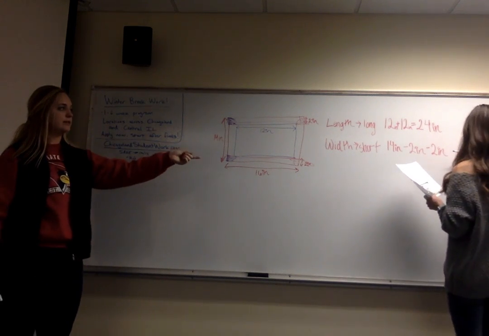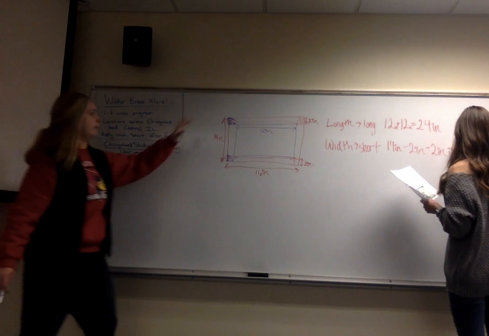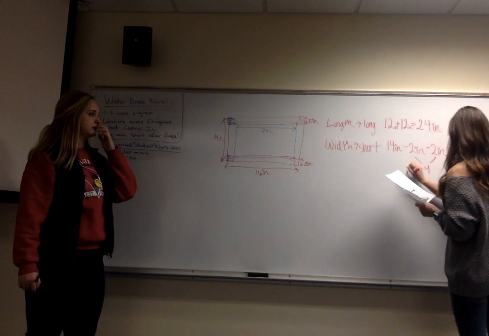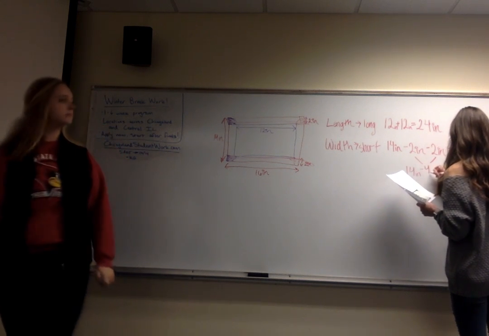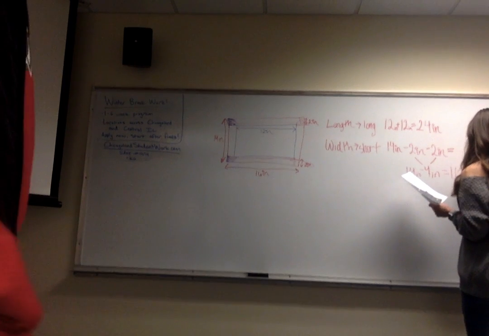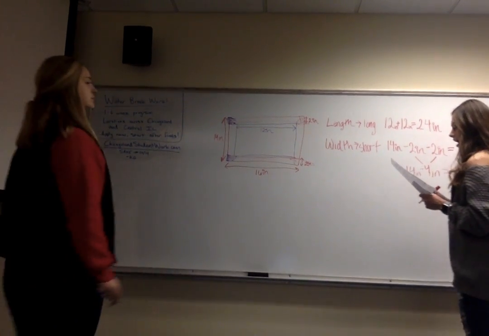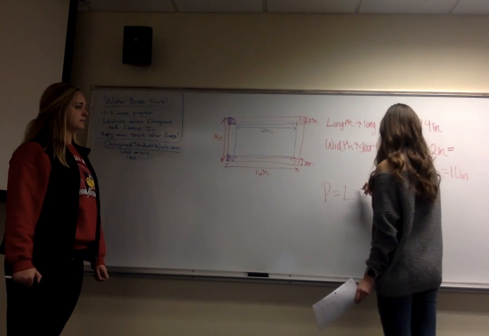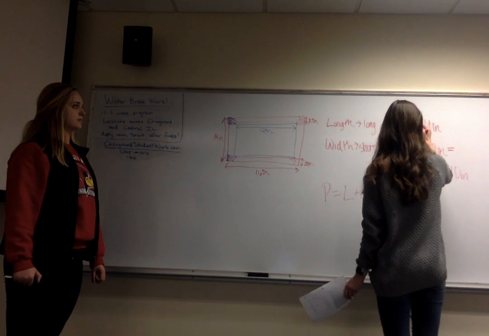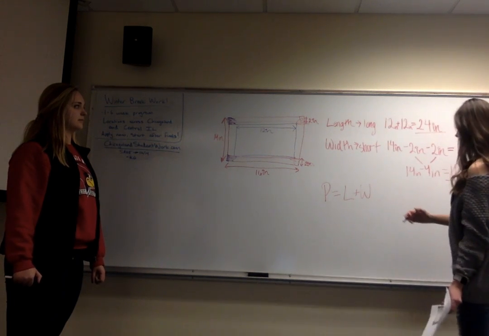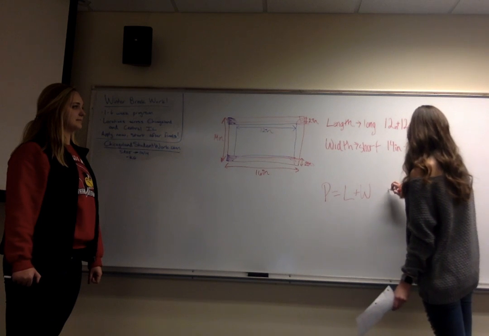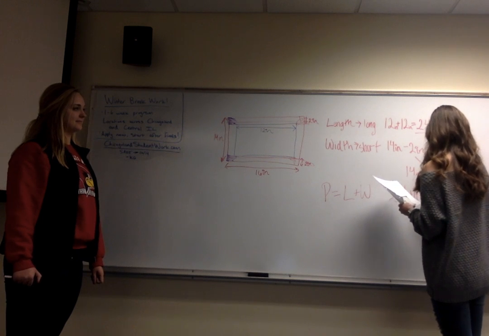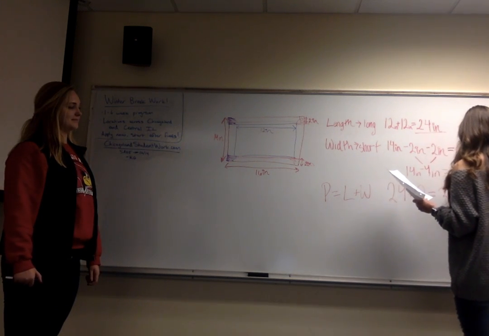So Jessica did 14 minus 2 for both of the sides. So that's minus 4, and then 14 inches minus 4 inches equals 10 inches. And then we know that perimeter is length plus width, which here is our length and here is our width. So it is 24 plus 10. And that equals 34 inches.